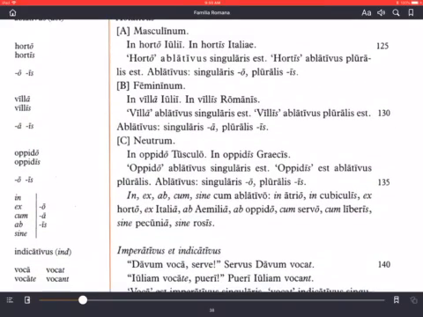Neutrum, neuter, the third gender: in opido tusculo, in opidis graecis. Now notice opido tusculo, the ending of the ablative is a long o, just like we saw in the masculine, and in the plural, the ending of the ablative is long is, just like we saw in both the other genders. So is is always for first and second declension, which is the type of nouns we're learning right now. Is is always an ablative plural ending.